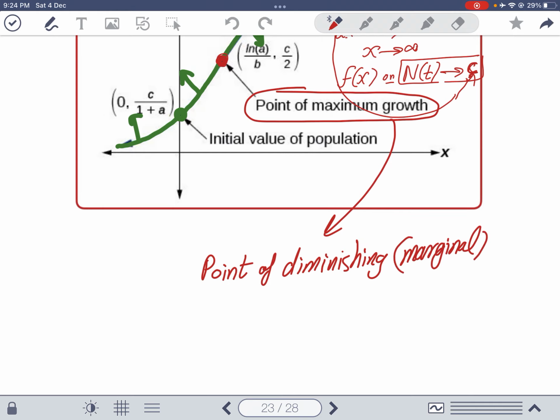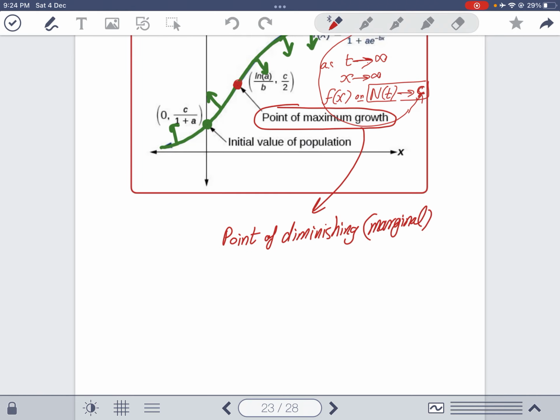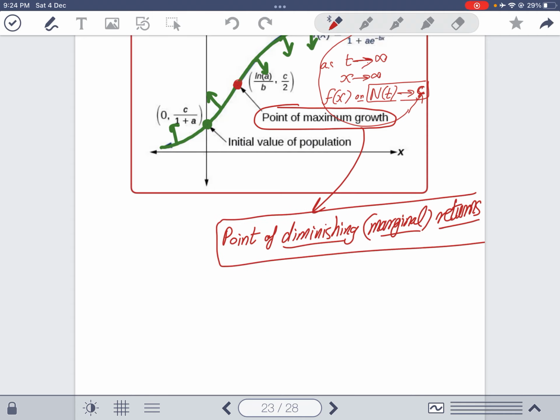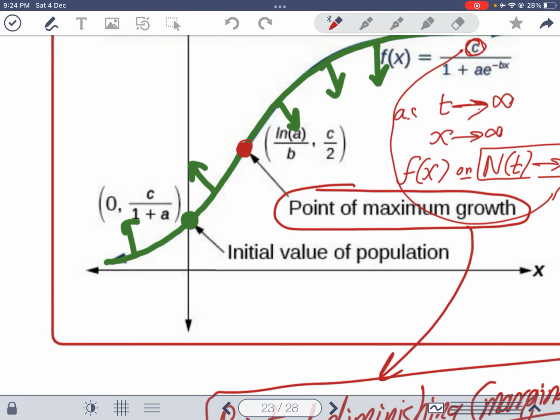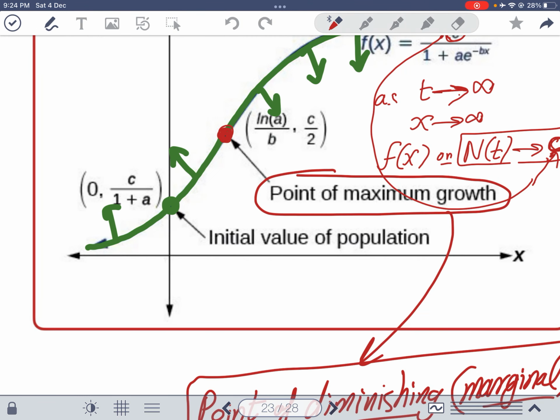Not necessarily revenue, it could be profit also. Marginal returns, better to say. So diminishing marginal returns. The point at which the derivative starts behaving differently. So up to the point of diminishing returns, the function is increasing and concave up. But after it, it's increasing still fine, but concave down.